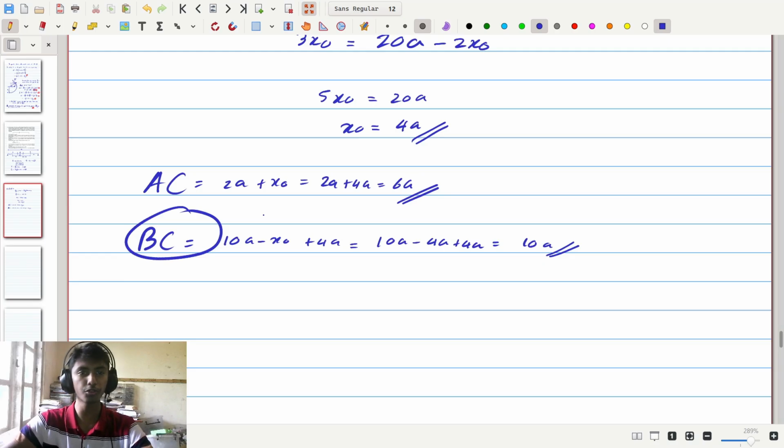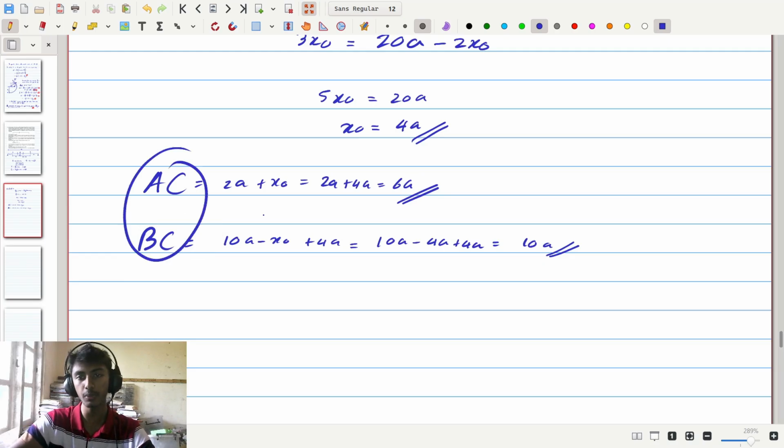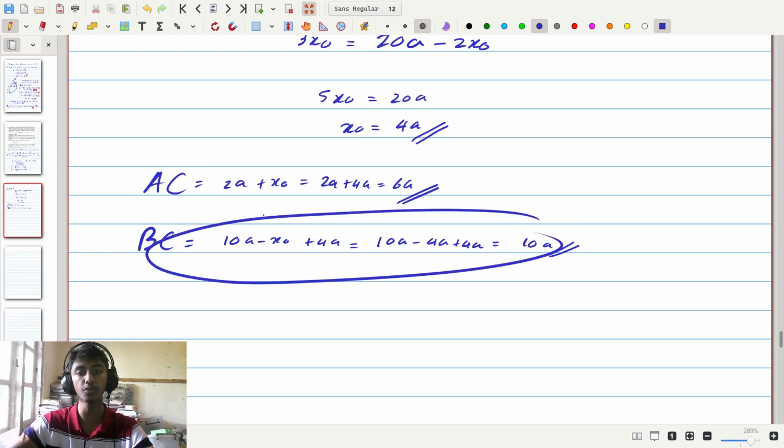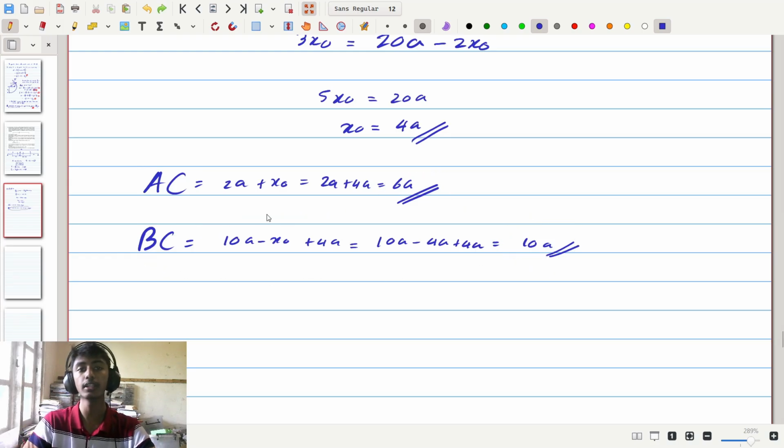Now we could have also said that AC plus BC is equal to AB, which is 16a, and then just subtracted the 6a here. But I wanted to do it this way. So anyway, we have found the lengths AC and BC at the equilibrium point, where the equilibrium point is the point C, where AC is equal to 6a and BC is equal to 10a.